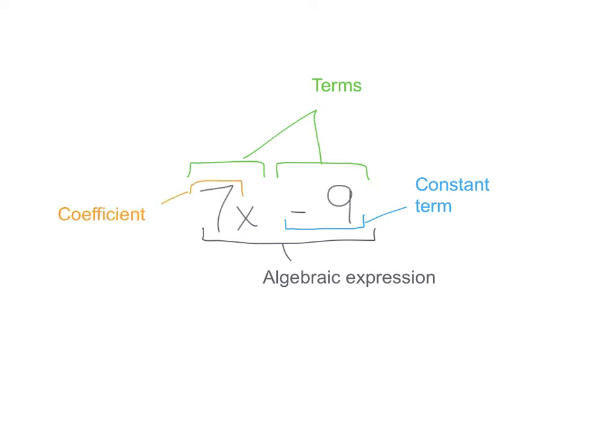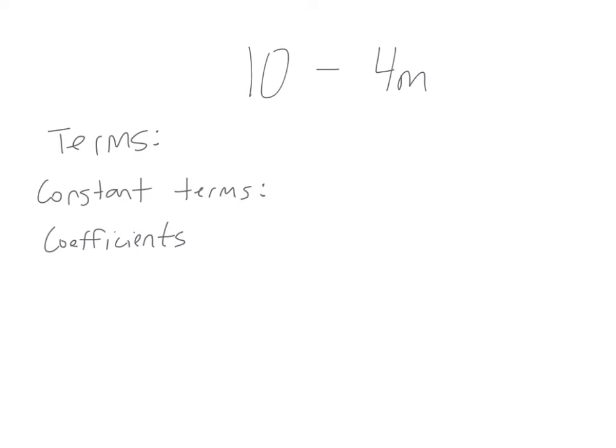Alright, and then lastly, the 7 is the coefficient. Okay, now why is it a coefficient? Because it's a number that is being multiplied by a variable. Remember that 7x actually means 7 times x. So 7 is your coefficient. Alright, so what I want you to do is pause the video. I want you to copy this down and try it. I want you to list all the terms that you see here, the constant terms, and the coefficients, and see how you do.